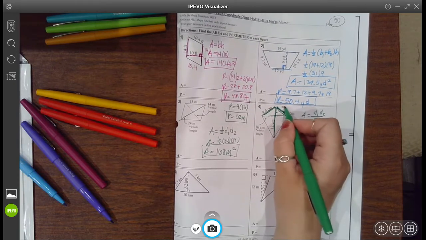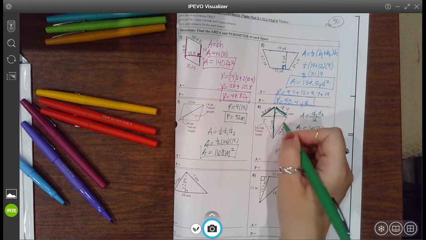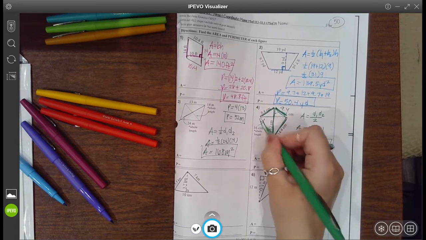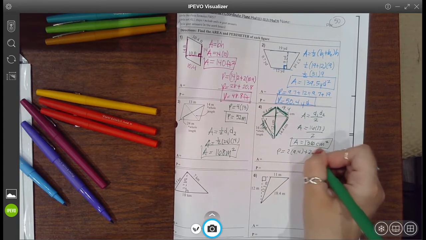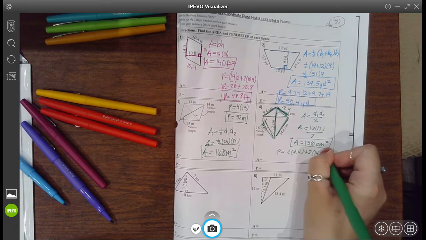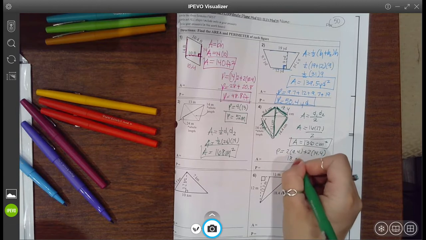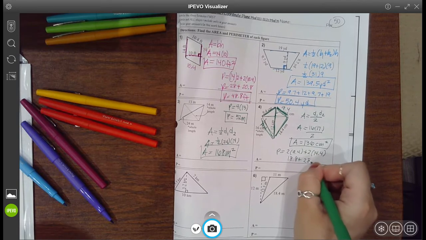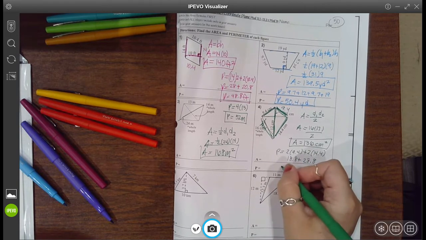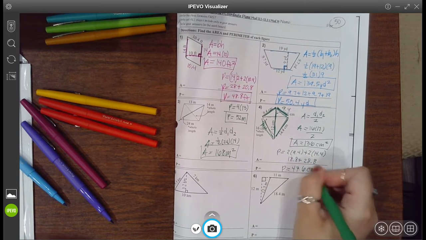For the perimeter, this is the same as whatever this is. So if this is 9.4, so is that. So you have two 9.4s plus whatever this is the same as this. So if this is 14.4, that's 14.4 as well. So 2 times 14.4. 2 times 9.4 is 18.8. 2 times 14.4 is 28.8. Add those two together and you get a total perimeter of 47.6 centimeters.